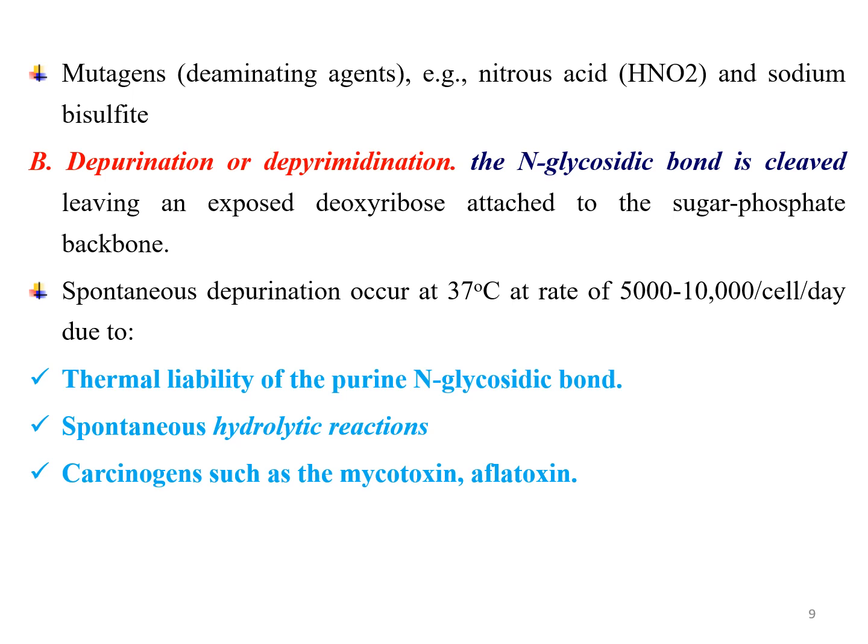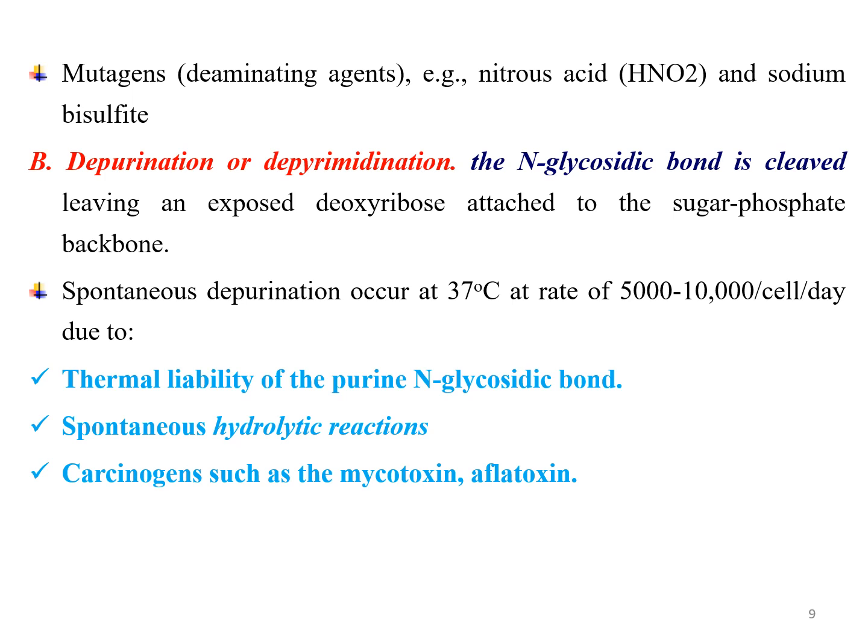The second cause is depurination or depyrimidation. Here, the N-glycosidic bond is cleaved, leaving the unexposed deoxyribose attached to the sugar phosphate backbone, and spontaneous depurination occurs at 37 degrees Celsius at the rate of 5,000 to 10,000 per cell division per day. Due to what? Thermal liability of the purine N-glycoside bond, spontaneous hydrolytic reaction, and carcinogens such as mycotoxin and aflatoxin can cause depurination and depyrimidation.